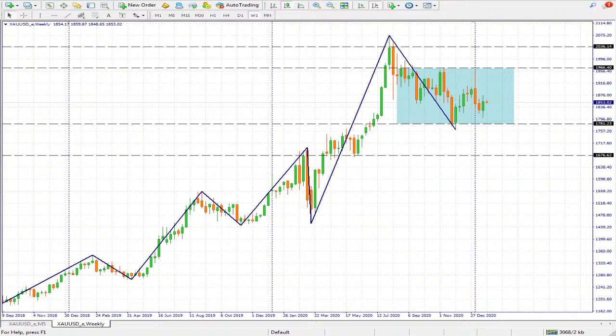So if the price breaks above the upper trend line, we do expect a continuation upwards up to 2036.14. If the price breaks below 1781.23, then that would mean we are continuing to the lower side up to the next level, which is 1676.62.